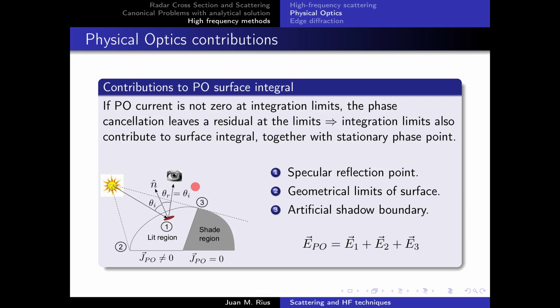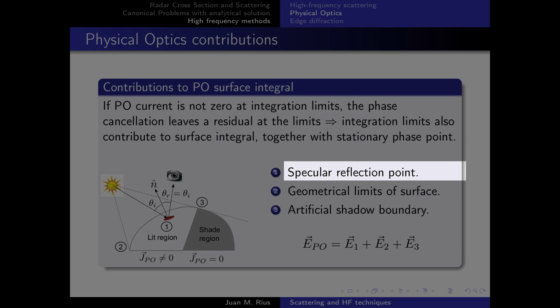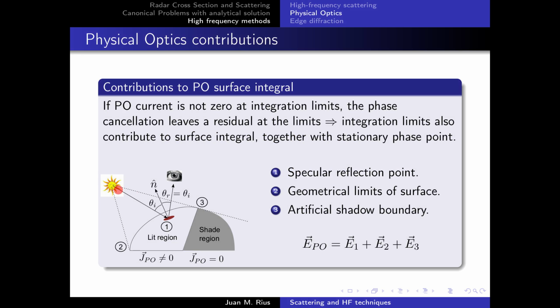So apart from the contribution at specular reflection points, this is contribution number 1 here. Number 1 is the contribution from the specular reflection points. Okay, the specular point with reflection of angle of observation equal to angle of incidence, Snell law, specular reflection point, which is, as we have seen, the stationary phase point.